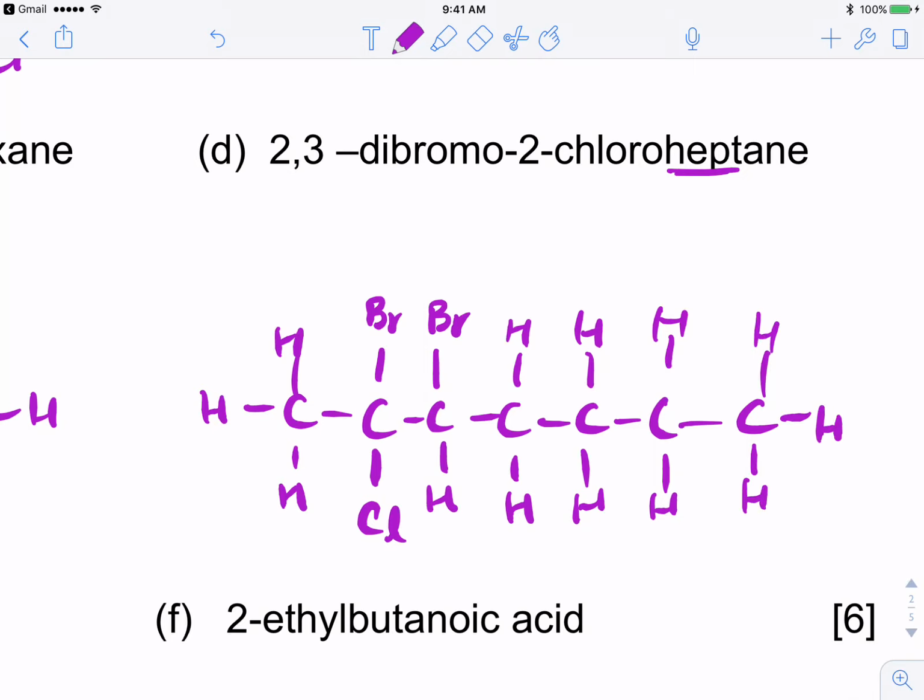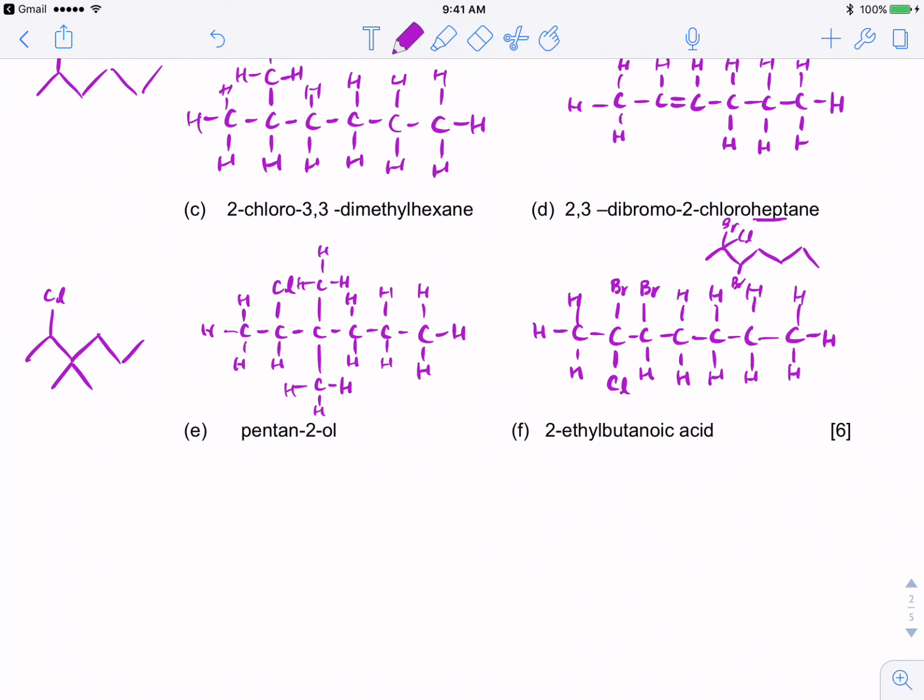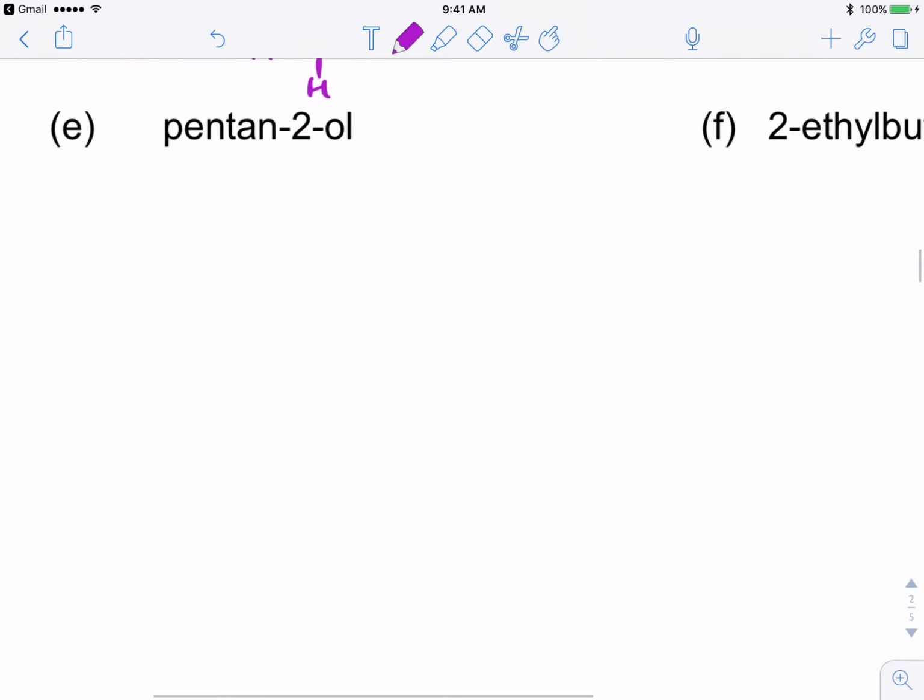If I were to draw the skeletal formula, what will it look like? It will look like 1, 2, 3, 4, 5, 6, then 2,3-dibromo, chlorine group here. See, very fast, right? Skeletal formula, I love it. I hope you do too. If you like skeletal formula, take chemistry in university.